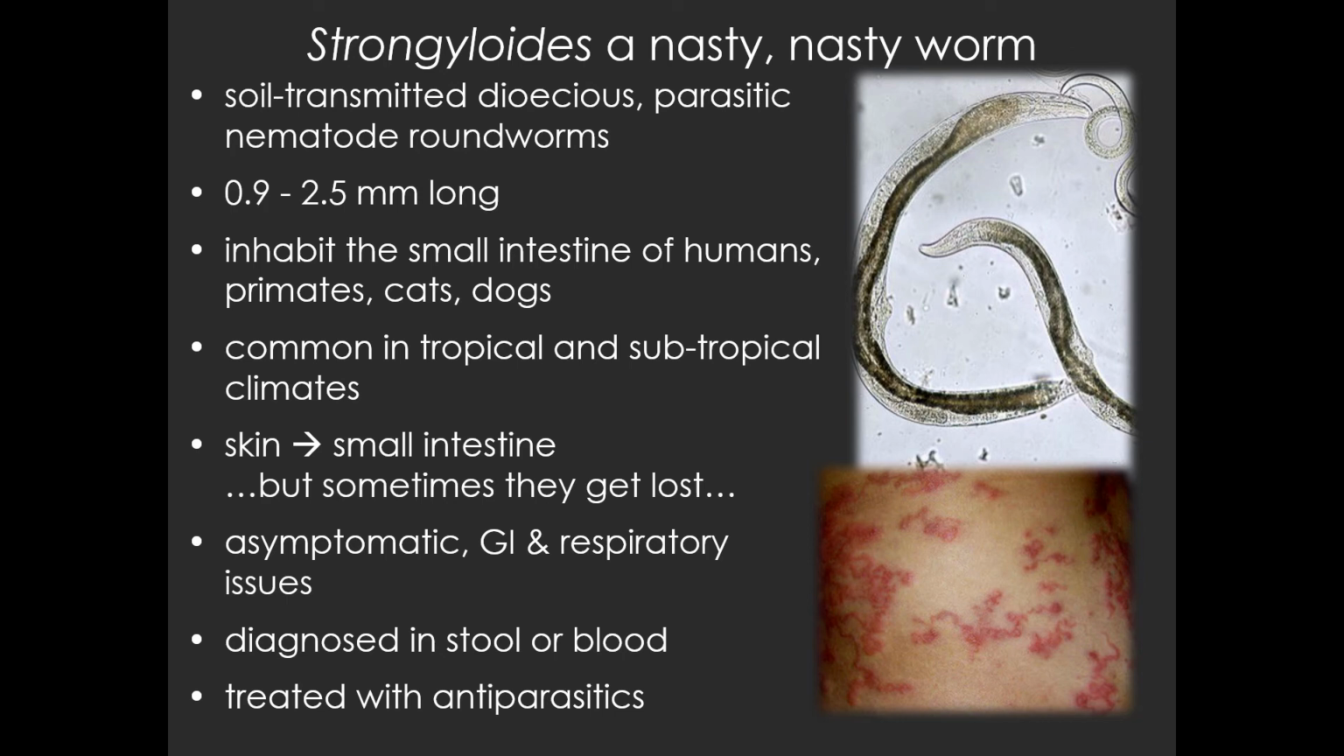Now, if they make their way to the gastrointestinal tract, they may be asymptomatic, but you can also have gastrointestinal and respiratory issues, which may seem strange, but just hold on to your hat and we'll explain why you can have both respiratory and gastrointestinal tract issues. They are diagnosed from a stool sample or an antibody test from the blood, and when you are diagnosed with strongyloides, they are treated with antiparasitics.